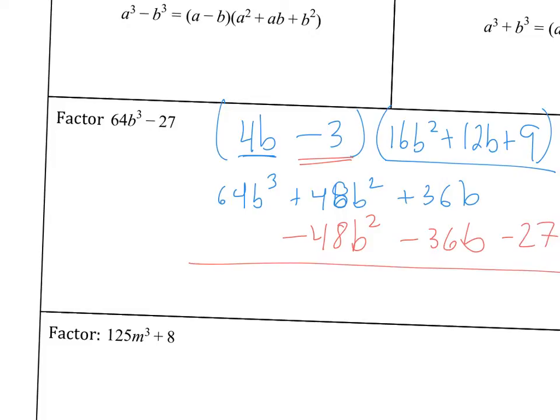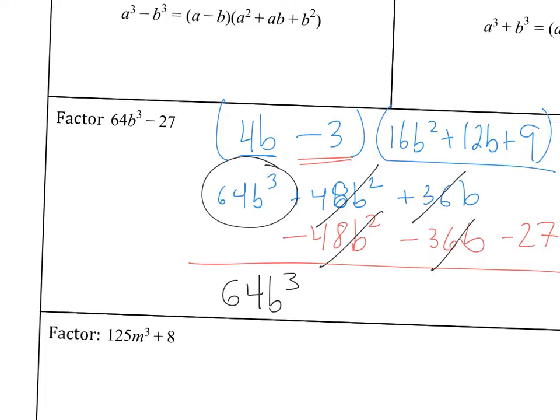So now when I start to combine like terms, this buddy has no friends. Poor little fella. These guys knock each other out. These guys knock each other out, and I'm left with a negative 27 as well. So everything cancels except for that first and last term. And it just feels good to see that happen, you know?